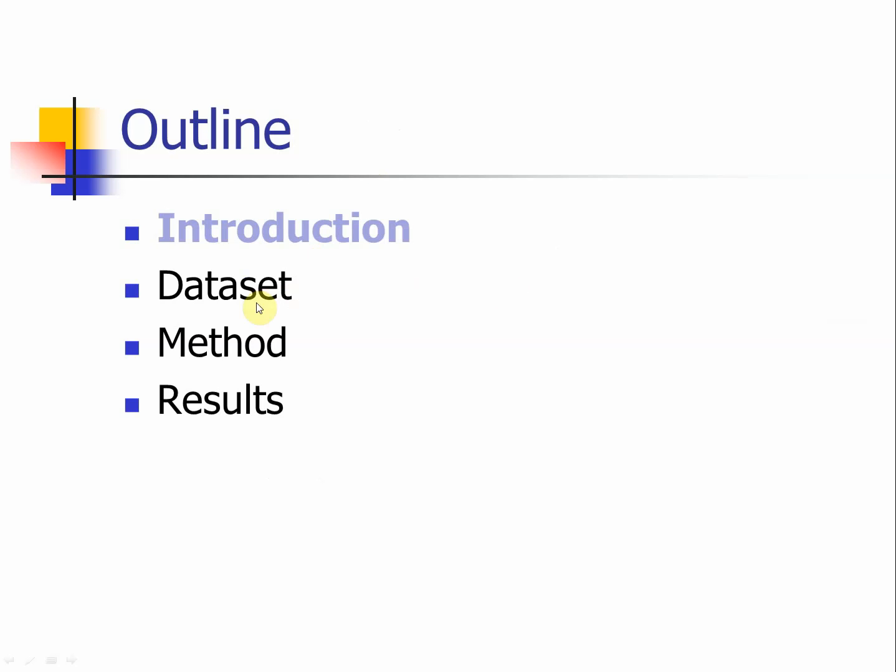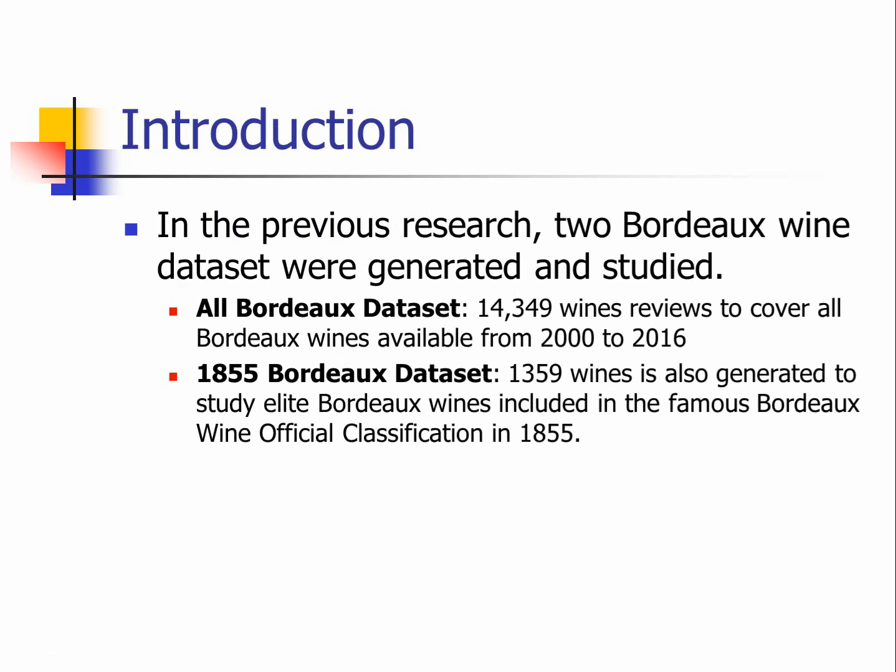Then we will look into the methods. There are two major methods that we implement in this research. One is naive Bayes, but more importantly, how you would do naive Bayes on a data set that has part continuous values and part binary values, and of course SVM. And finally, we will look into the results. So let's start with the introduction.